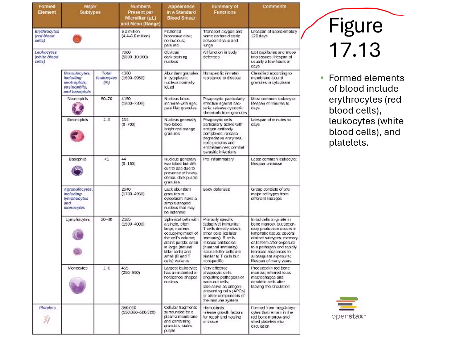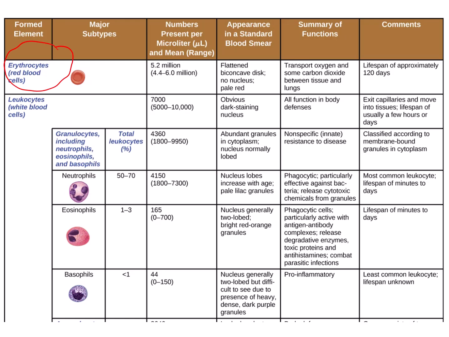This table from our book provides a good summary of each cell type, their appearance, and their functions, but we're going to zoom in so we can focus on each half of the table and see it a little bit more clearly. Here we have those red blood cells, the erythrocytes, and then the white blood cells, the leukocytes. Of the leukocytes, some of them are granulocytes, so we can see these include the neutrophils, eosinophils, and basophils.